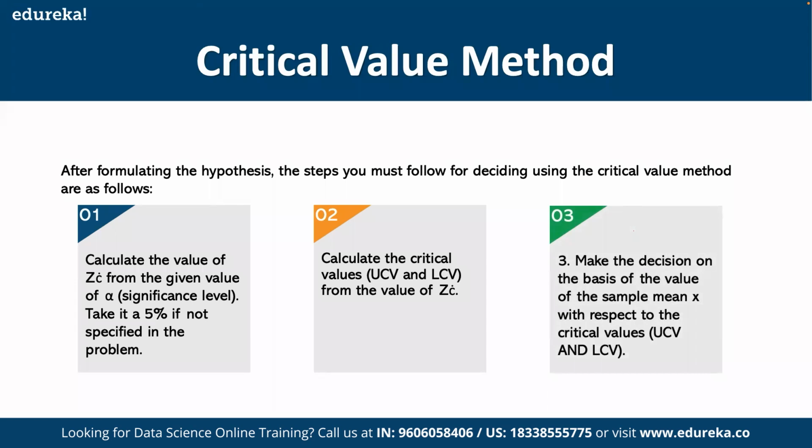So with all these values, we are going to decide whether it follows the null hypothesis or the alternate hypothesis. So this is called the critical value method. Next, we have something called the p-value method. In this p-value method, what we will do is check the value of p.